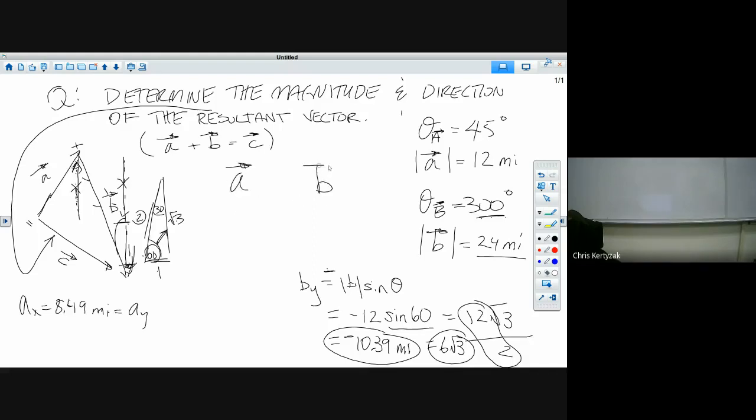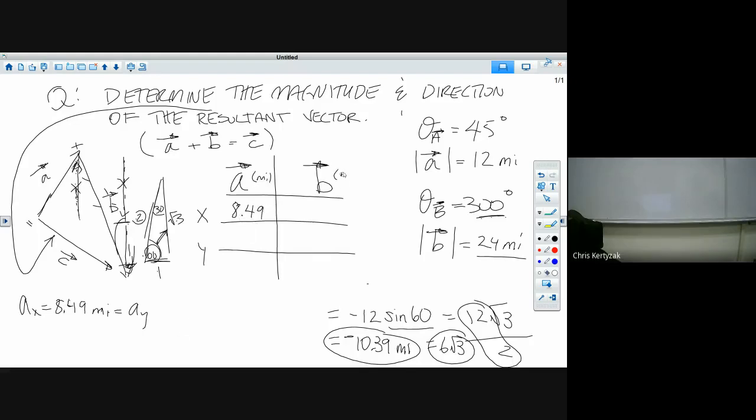Here's vector A, here's vector B. Here's what I'm going to put as the X component, and this is the row for the Y component. Let's make ourselves a nice, neat little chart. I know AX was 8.49. The units, you can put the units up here if you want. I'm not going to write them every time.